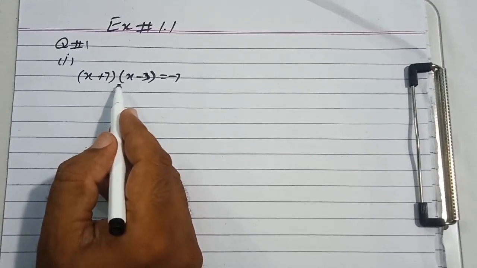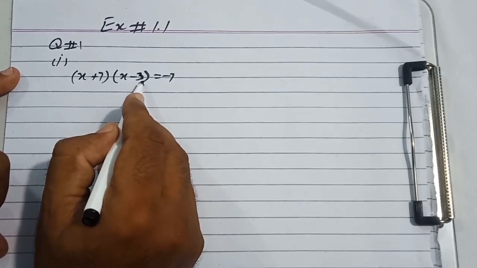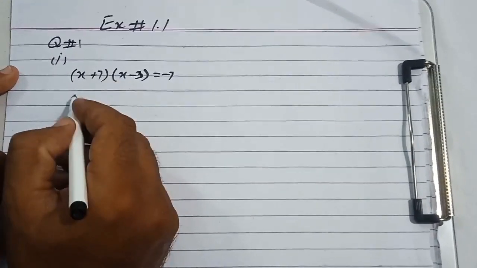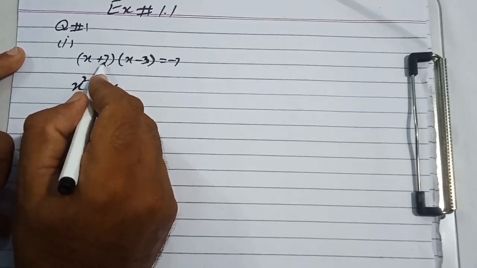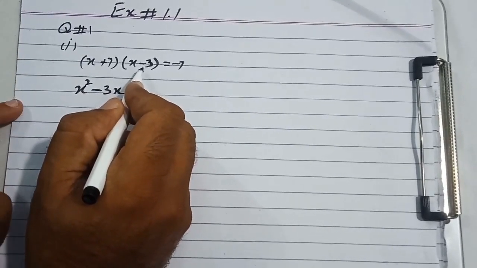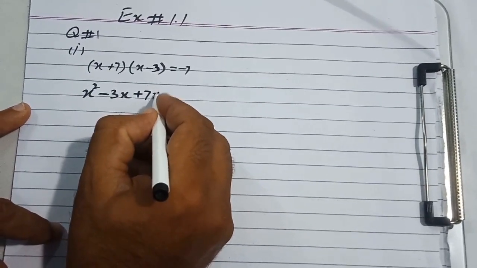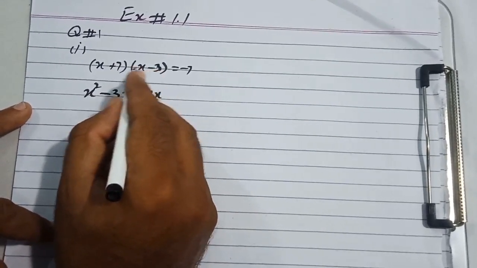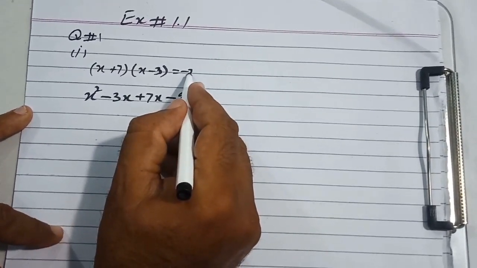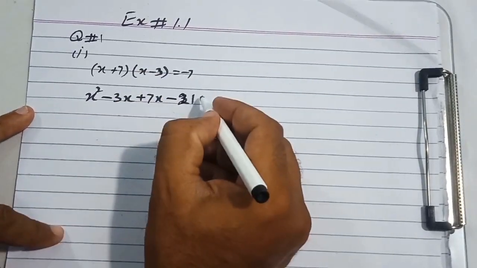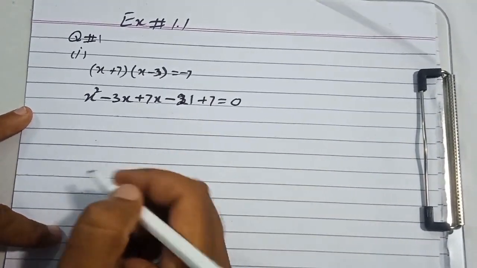Students, on the left side there are two factors, so first I multiply the two factors. x will be multiplied with both the terms written in the second part. So x multiplied by x, we will get x square. When x is multiplied by minus 3, we will get minus 3x. Now 7 has to be multiplied with both the terms written in the second part of the left side. 7 multiplied by x means 7x, and plus and minus when multiplying will become minus, and 7 threes are 21. This 7 is minus on the right side. When I transfer it to the other side, it will become plus 7, and on the right side no number will be left and it will become equal to 0.